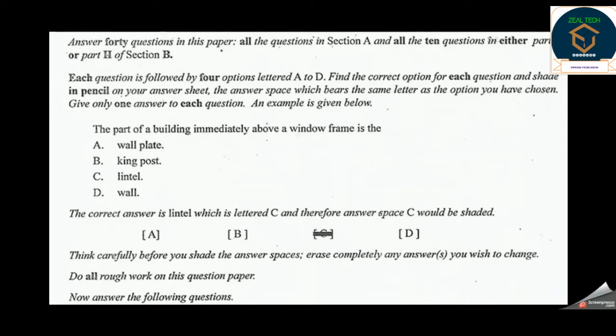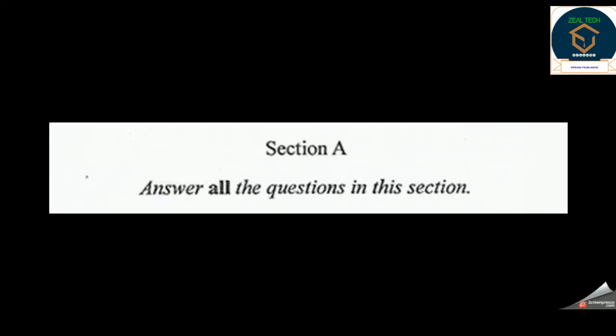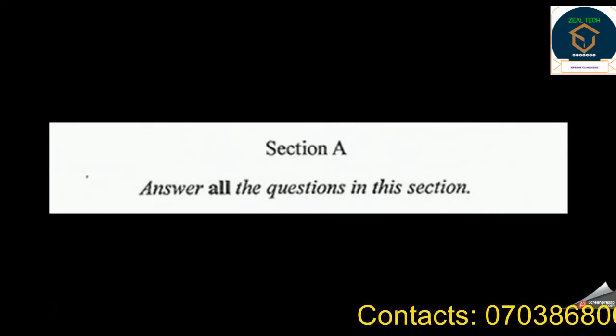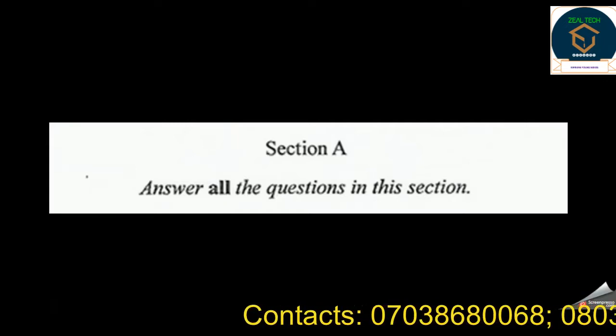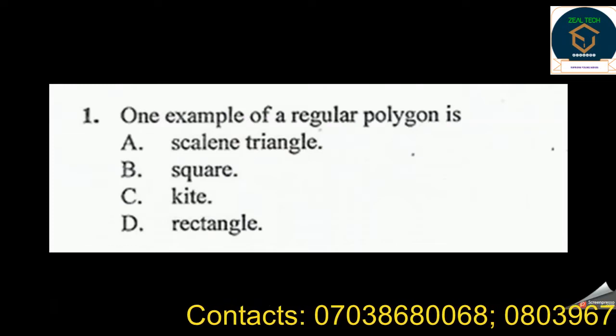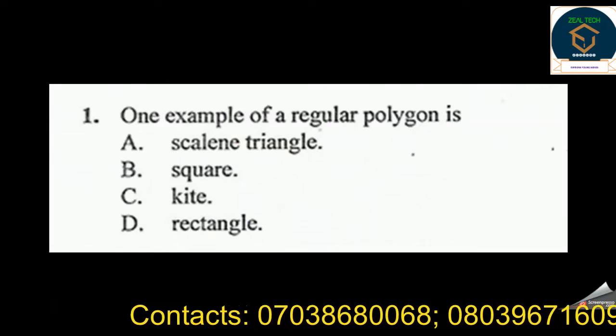Alright, now let's begin to answer the questions properly. We're starting with section A. There are section A and section B. Section A has 30 questions, and section B has two parts, part A and part B. Part A is building drawing questions, while part B is mechanical drawing questions. When we get to those places, you will see them. Question number 1.